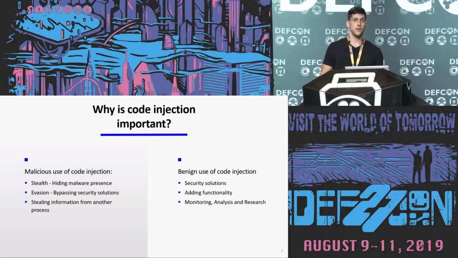For benign uses, in security solutions, we can use it to get the activity of a malware and see what it does, and if it does something malicious, we can just inform the user and tell them that something bad happened. Also, it can be used to add some functionality to a program, so we can add something new that is not written in the code. And at the end, we can also do some monitoring, so a security researcher can monitor the activity of a malware and see what's going on. It's not only for malware, it can be for any program.